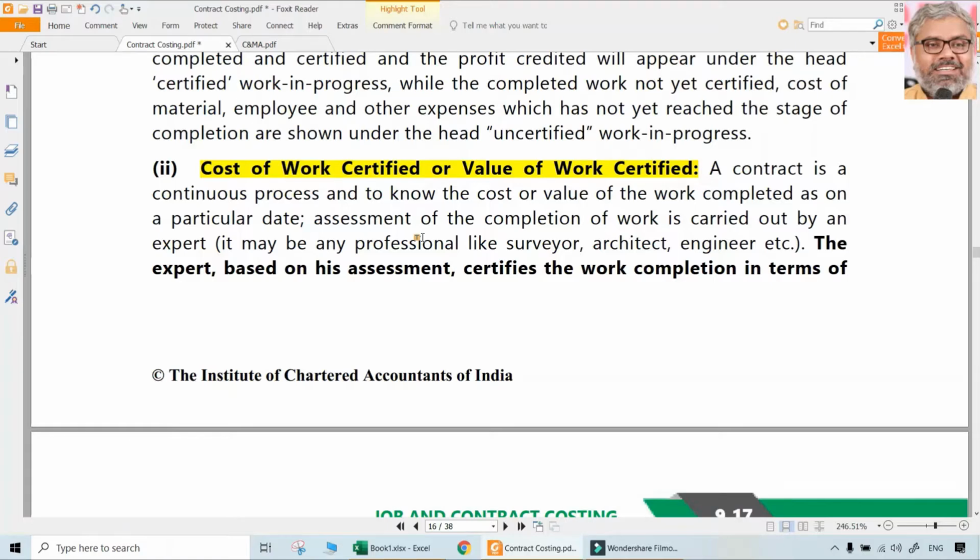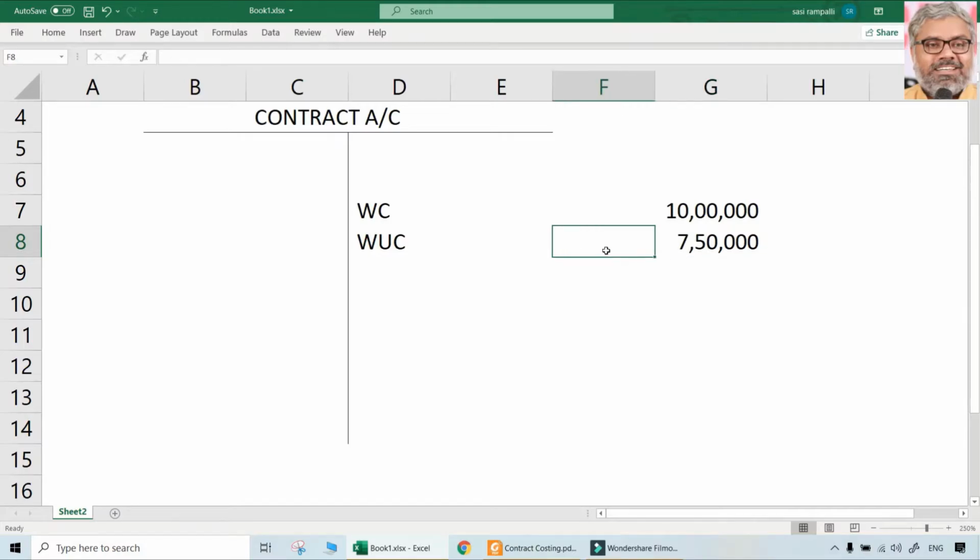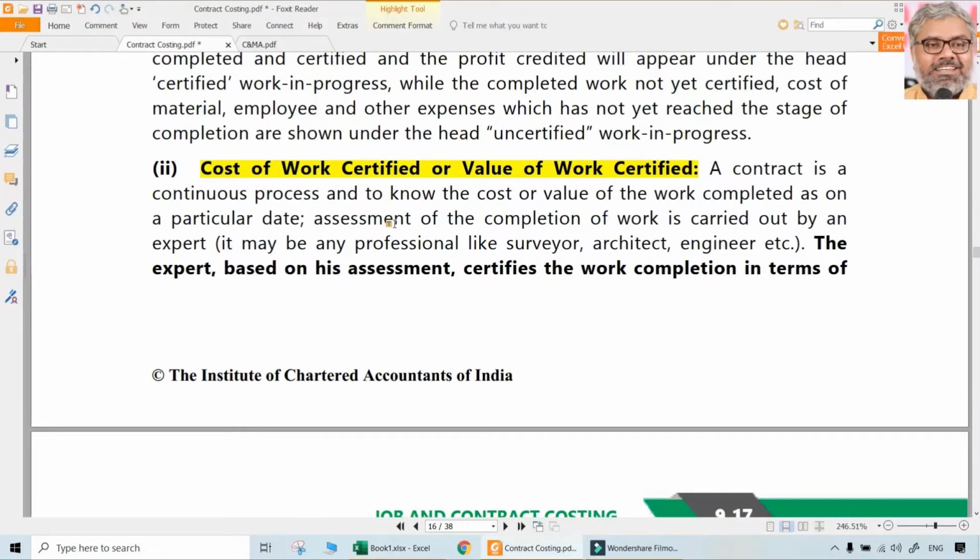Let us say a particular contract was agreed to be 10 lakhs rupees, that was the contract price originally. Let us say the work certified was 75% of that. That means 7,50,000 is the value of work certified. Did we incur the cost also the same? No. Cost is reality. Value of work certified is the percentage of the contract price which has already been certified by the engineer. So that is the difference we have to understand.